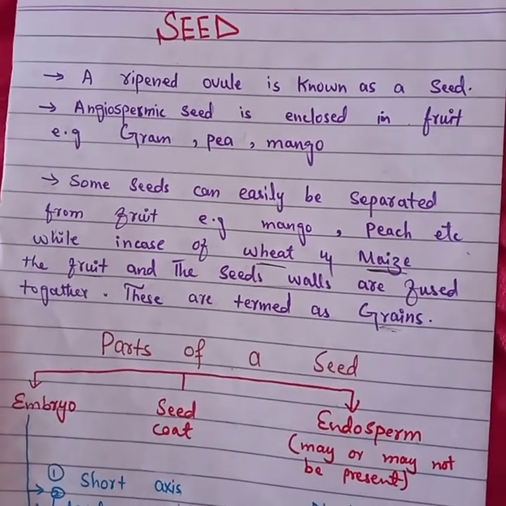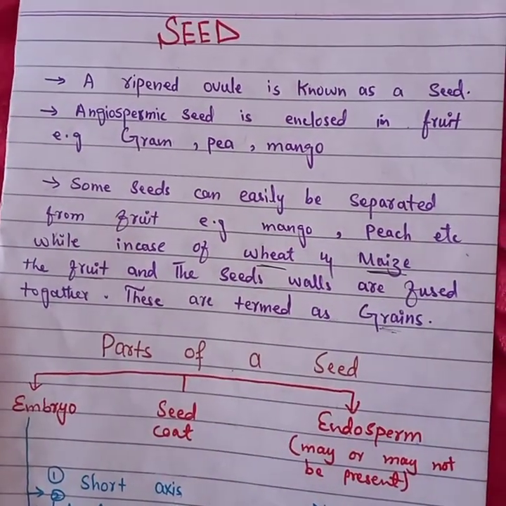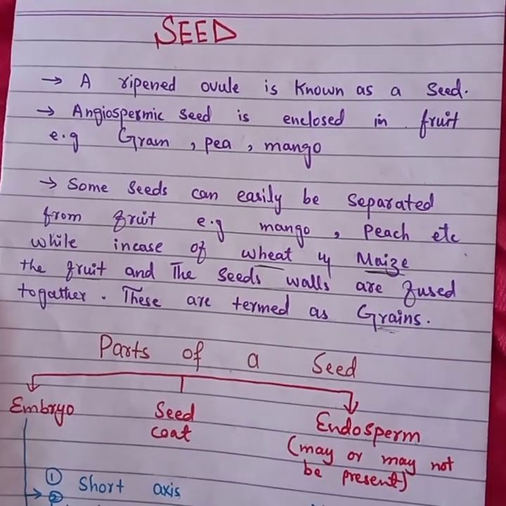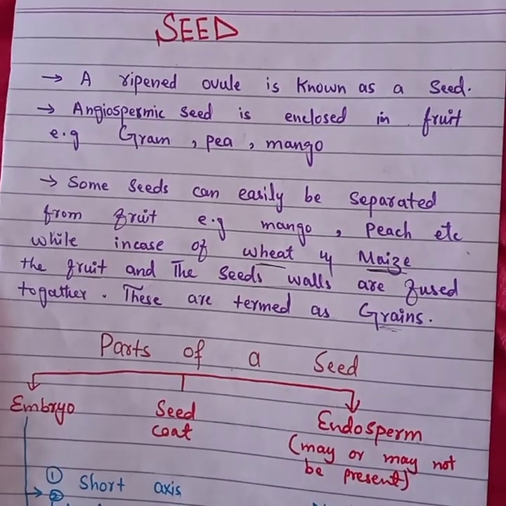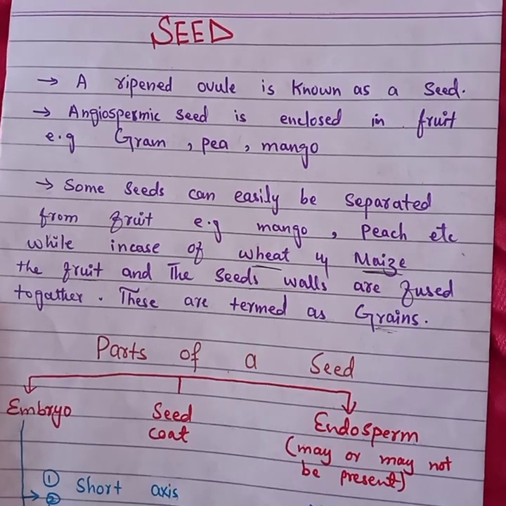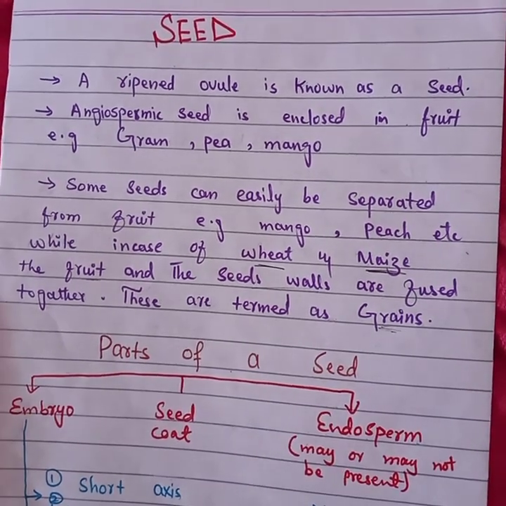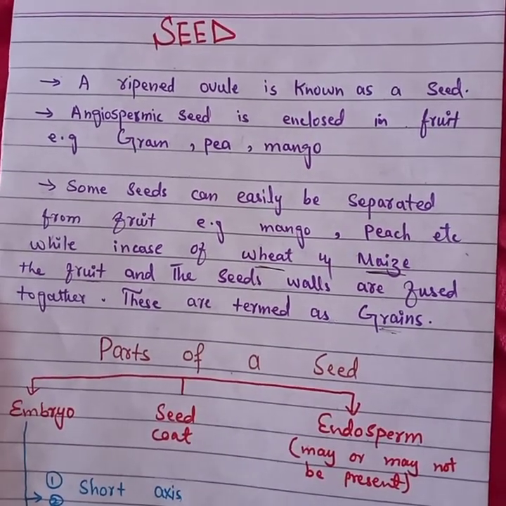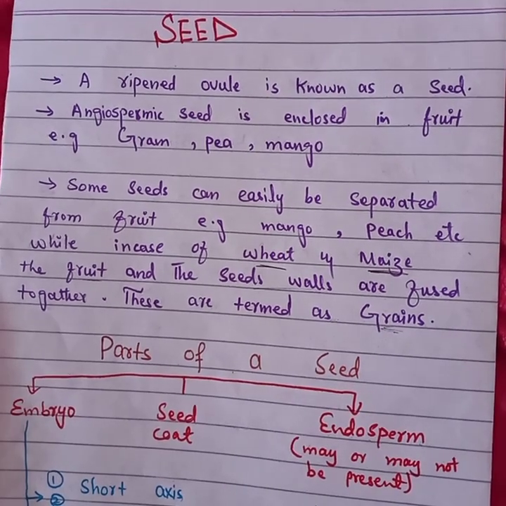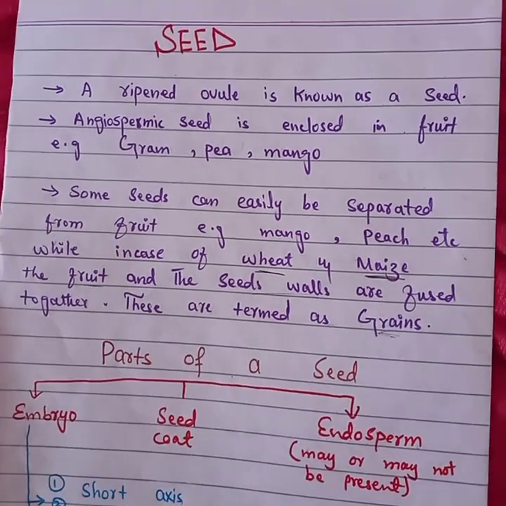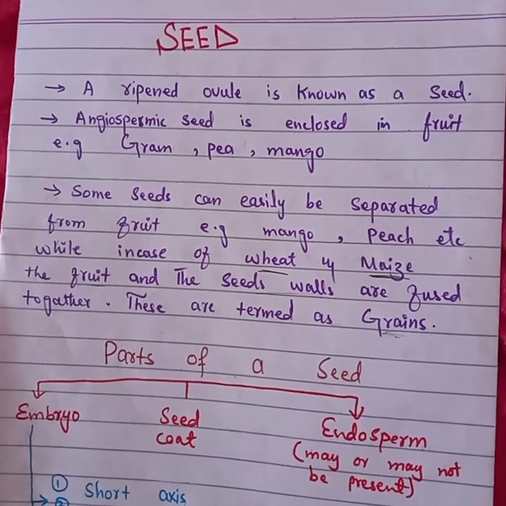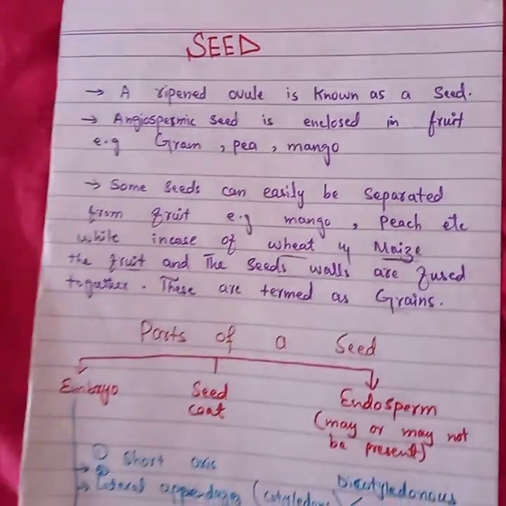So next, some seeds can easily be separated from fruits, for example, mango, peach, etc., while there are some seeds which cannot be separated from the fruit, and the walls of these seeds are actually fused with the fruit. So the examples of such seeds are wheat and maize, and we call these seeds grains.